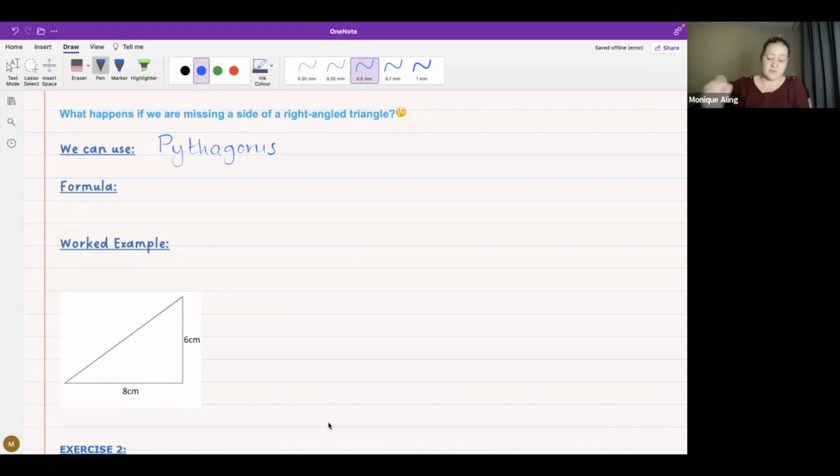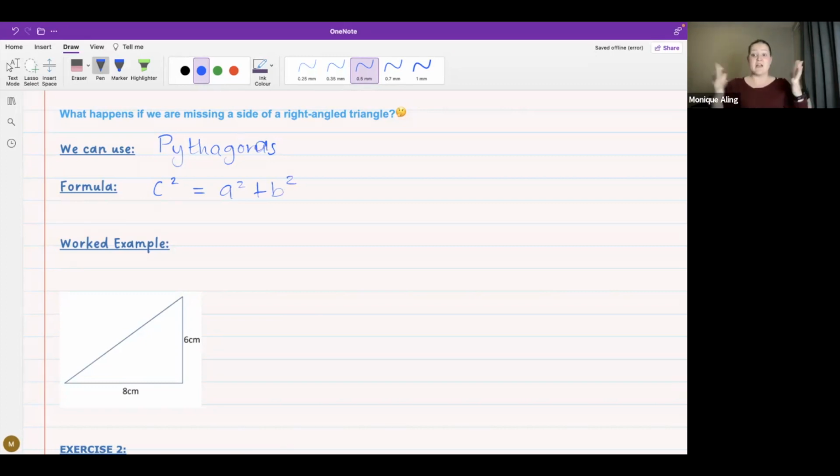Might be a bit difficult to put in the chat. Okay, so it is c squared is equal to a squared plus b squared. It's just something that you need to remember.